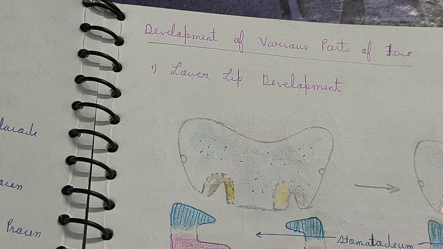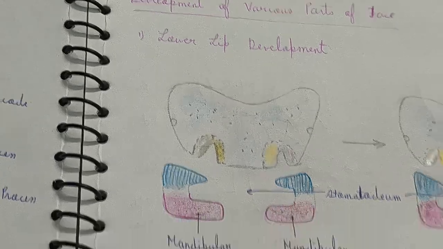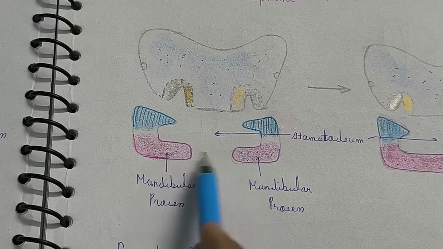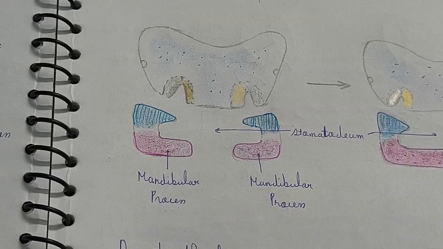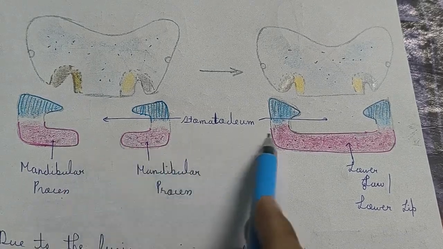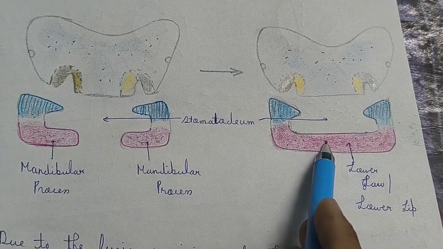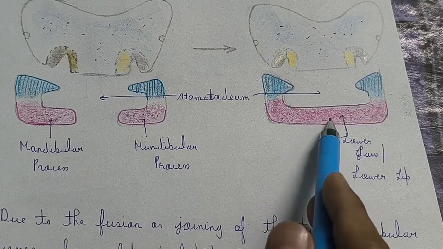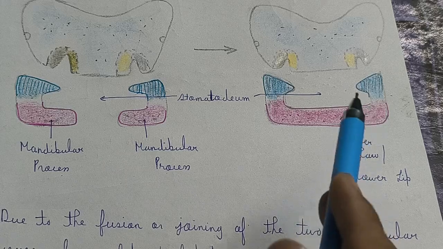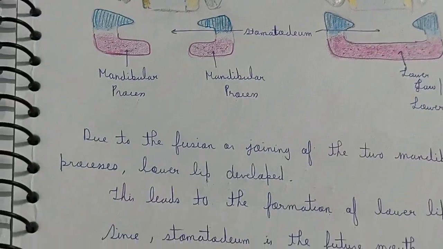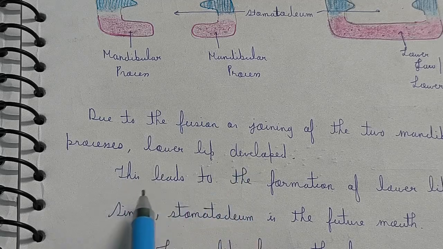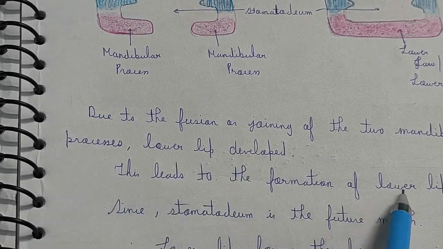So first of all, let's discuss the lower lip development. Here you can see the two mandibular processes of the mandibular arch. These two mandibular processes fuse, and as a result of the fusion of these two mandibular arches, the lower lip forms. So I have written that due to the fusion or joining of the two mandibular processes, the lower lip develops.